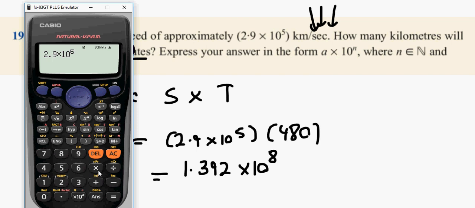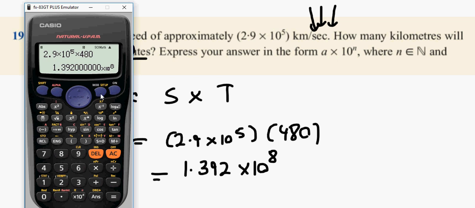And all of a sudden, you don't have to do a thing. 1.392 by 10 to the 8. Now guys, the reason why I taught you the other way was if you happen to forget the mode on the day, there's a backup plan. Okay? So one more time.